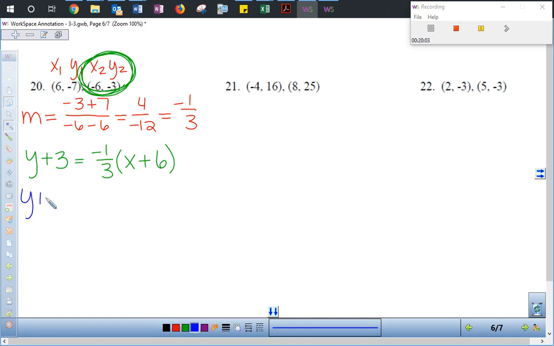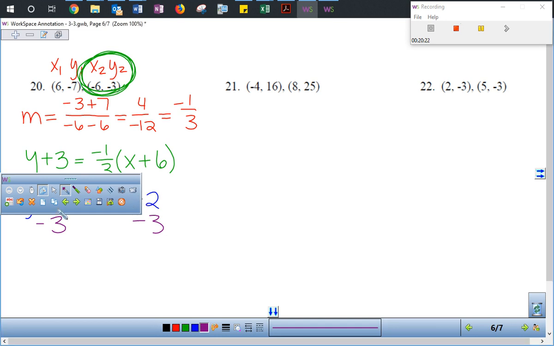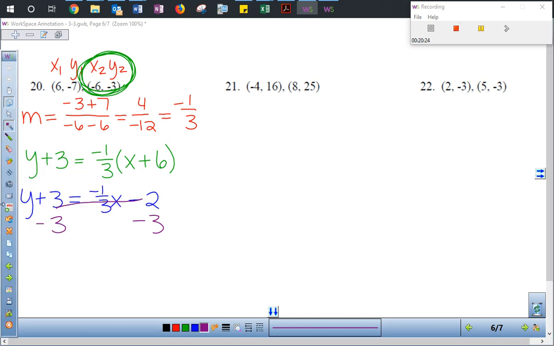Now we distribute, and we get y plus 3 equals negative 1/3 x. Now I have a negative times a positive, which is a negative, and 1/3 times 6. 3 goes into 6 2 times, and 2 times 1 is 2. Now we can subtract 3 from each side, and we'll be left with y equals negative 1/3 x minus 5.